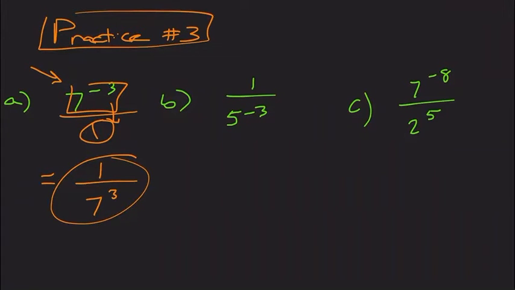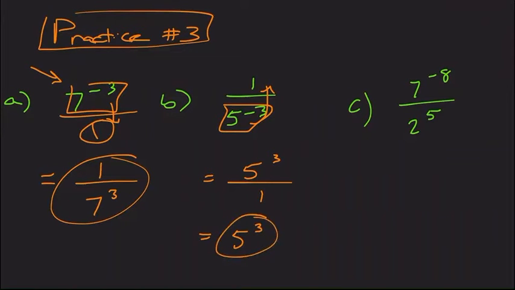Letter B, it's already a fraction. So we just need to go ahead and take this and move it. So we're going to have 5 to the positive 3 up top. There's nothing left on bottom, so we put a 1. And again, when the 1 is on bottom, it doesn't need to be there because 5 to the third over 1 is just 5 to the third.